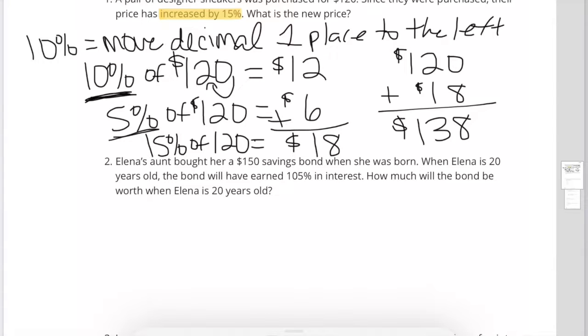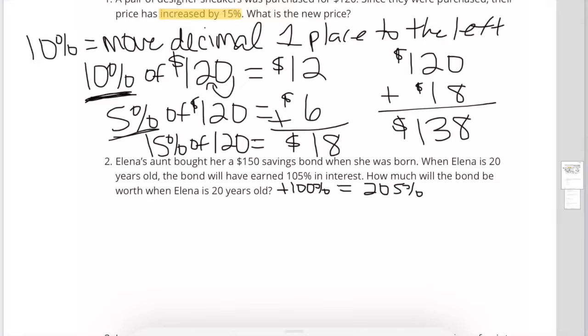Elena's aunt bought her a $150 savings bond when she was born. When Elena is 20 years old, the bond will have earned 105% in interest. So when Elena turns 20, how much will her bond be worth? So she's now earned 105% in interest. Interest is an increase. So 105% increase is what total percentage? Have to add 100% to that. So now she has 205% of her original amount.